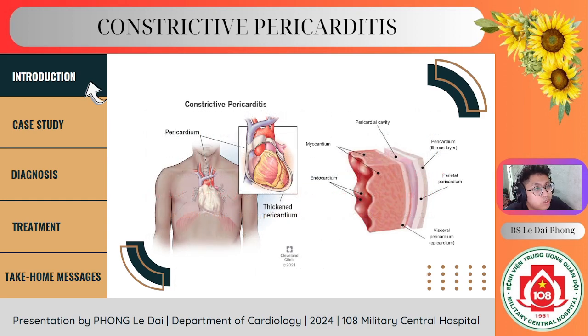So I will show you right here the figure of the anatomy of the pericardium and the image of it when it becomes pericarditis. On the right side, we can see the pericardium is outside of our heart, and when it becomes inflamed, it thickens the pericardium and restricts our heart movement.